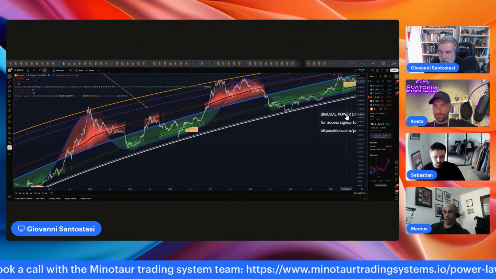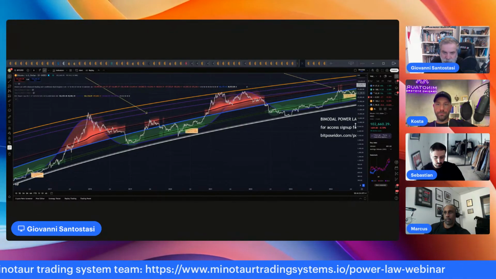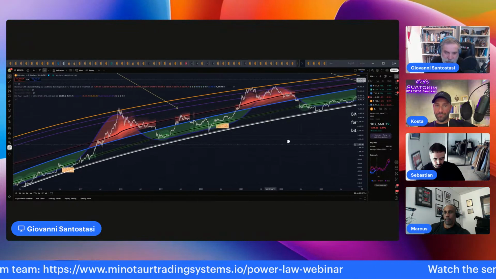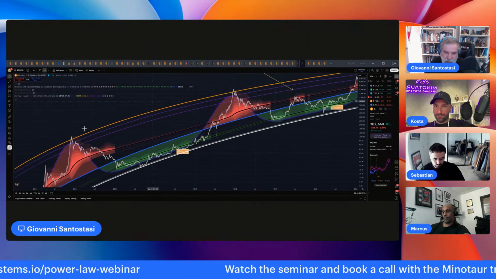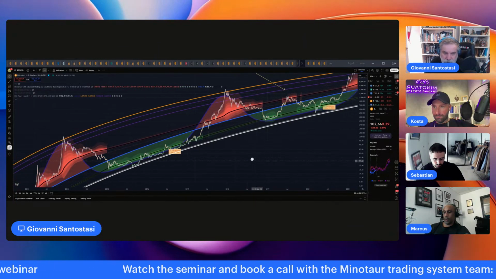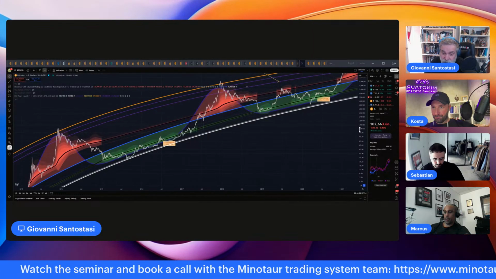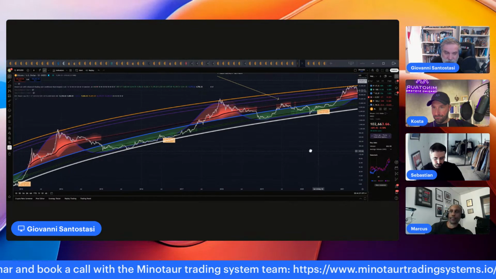You see this yellow band on top, right? This yellow band, this yellow channel, represents this decay. You see how it follows the decay? So I use a formula. That is the beauty of Bitcoin. There is a formula for everything.